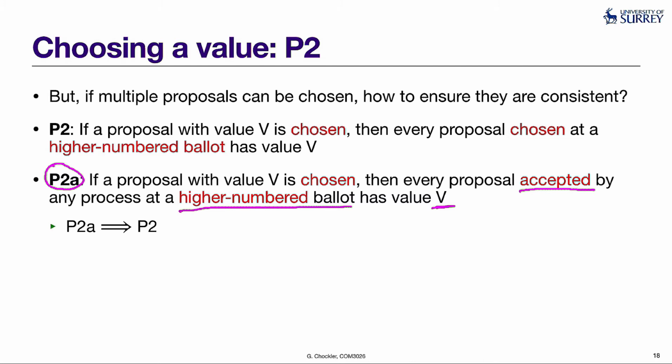So a value is chosen if it is accepted by a quorum, to the process level view. So now we are talking about the values which are actually accepted by individual processes. This property P2A can suggest a certain way of implementing P2, and it is clear that P2A actually implies P2, as it is stated here. Make sure you understand why it is the case, but that's fairly straightforward.